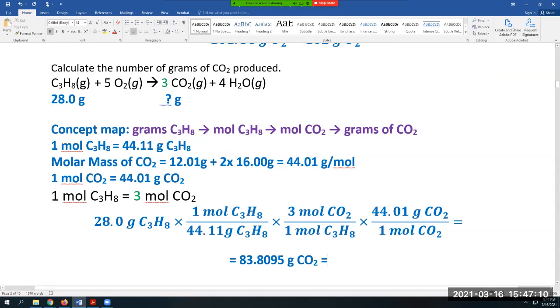So we need to pay attention to sig figs. Again, any kind of number of moles is an exact number, so these don't limit the number of sig figs. We have 4 sig figs in the molar masses and 3 sig figs in the given amount. So we need to keep 3 sig figs. So we keep the 83.8. What comes after the 8 is a 0, so we keep the 8. And then we have grams of CO2. That's the unit. And so that answers the question, calculate the number of grams of CO2 produced, and that's 83.8 grams of CO2.